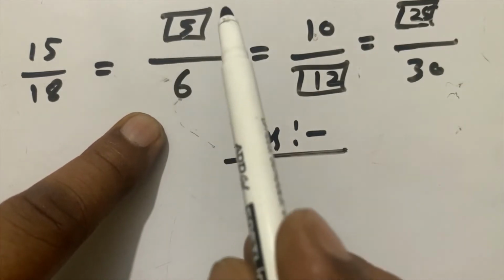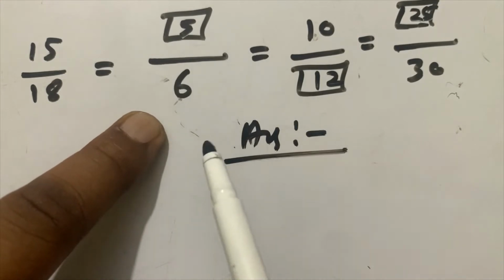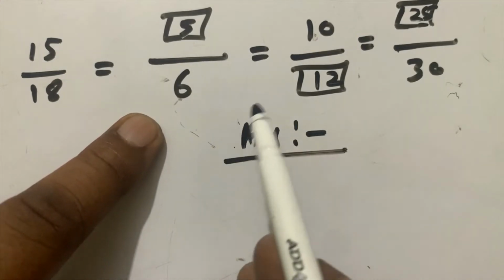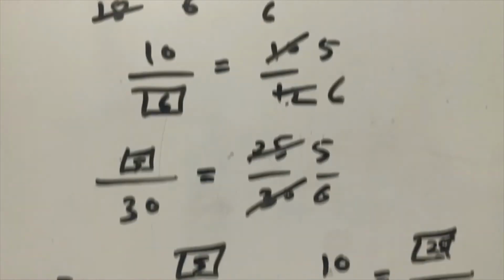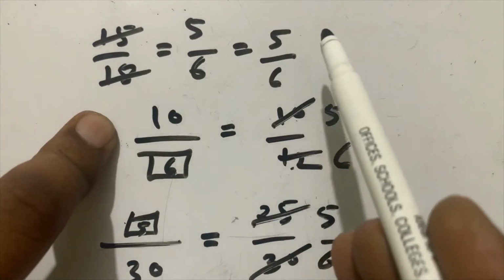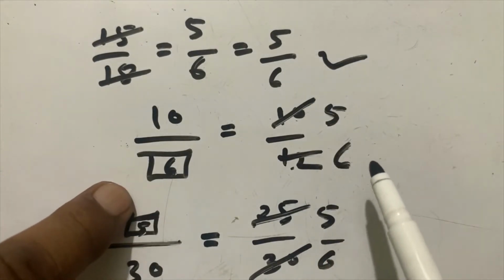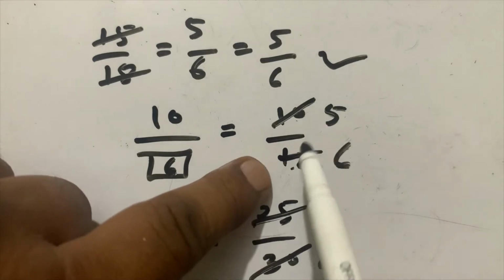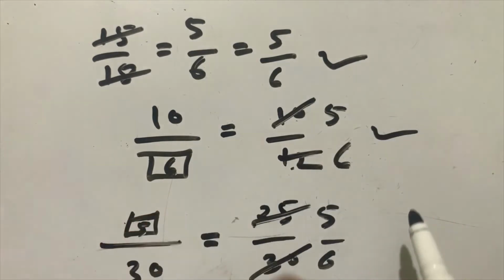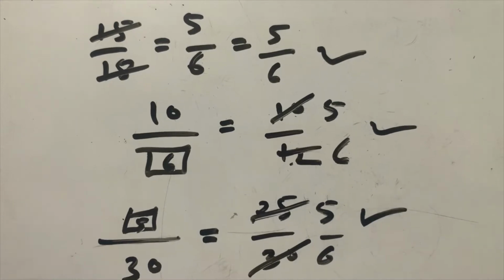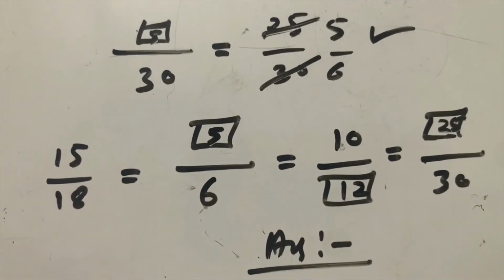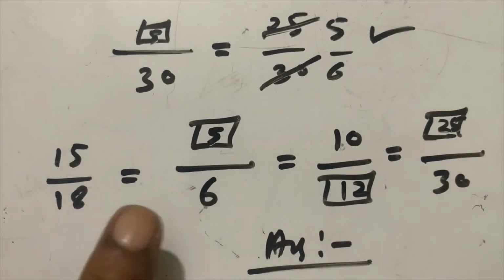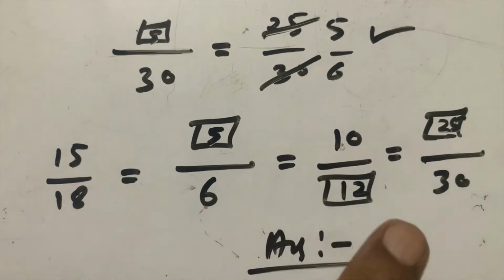We are getting the ratio of each 5:6. 15 upon 18 is 5:6. 10 upon 12 is equal to 5:6. 25 upon 30 is 5:6. Hence we got the result like this: 5 upon 6, 10 upon 12, 25 upon 30.